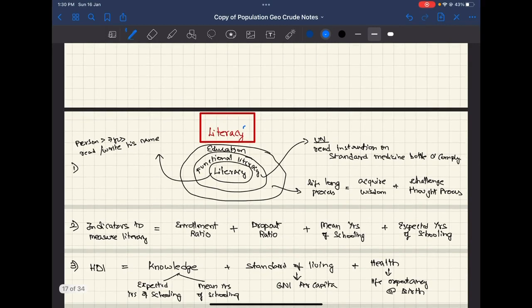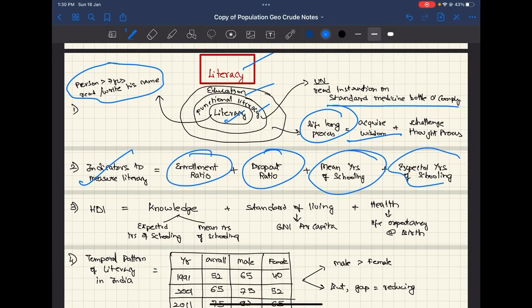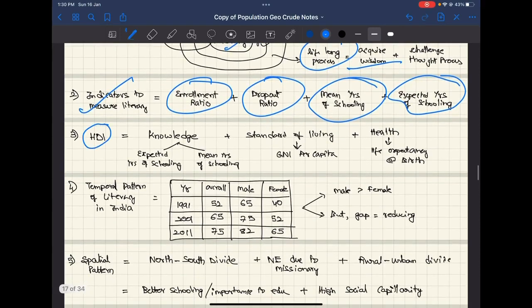So coming to literacy, we have literacy, functional literacy, and education. Functional literacy is the ability to read a standard medicine bottle and comply with it. Literacy is when a person older than 7 years can read his or her name. And education is a lifelong process where we acquire wisdom. And indicators to measure literacy are enrollment ratio, dropout ratio, mean years of schooling, and expected years of schooling. So the human development index also uses the knowledge component, which uses the expected years of schooling and mean years of schooling.